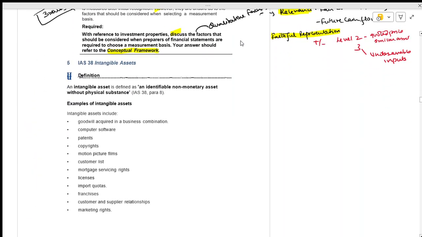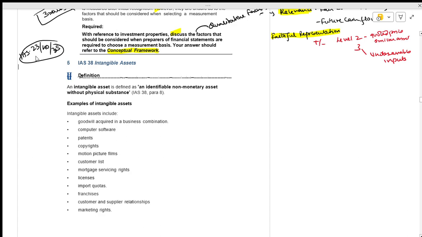I'll just make sure that we will do this and we'll solve. What is the next one? We have done IAS 23, we have done IAS 40, and we will do IAS 38. What are intangible assets?